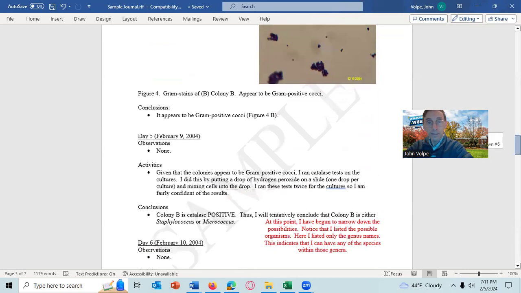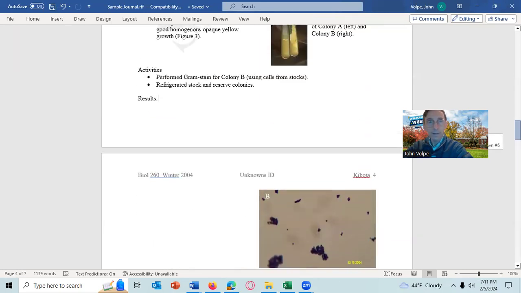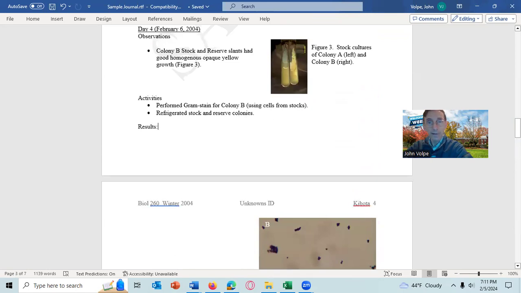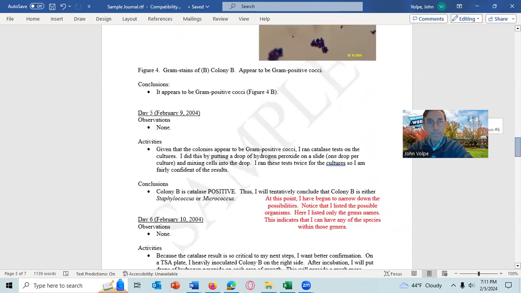Now on this day, he set up a test maybe. Actually, I don't think he did. Yeah, he just refrigerated his stock. So there's no observations from a previous test, and he's going to run the catalase test. This test, you will get the results on the same day you request it, especially in the lab, if you actually go into the lab. And so he ran the catalase test, and he got results and conclusions. Okay, and red, he's showing you what he's thinking. Anyways, you don't have to have the red here, but you should have all of the black.